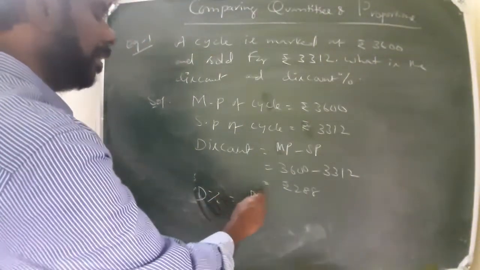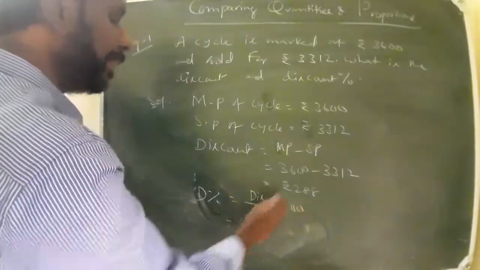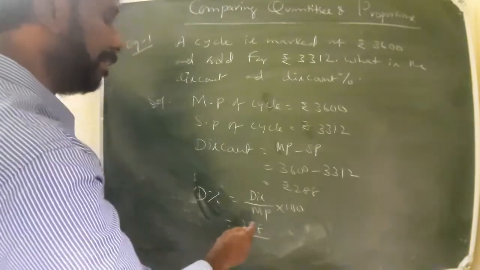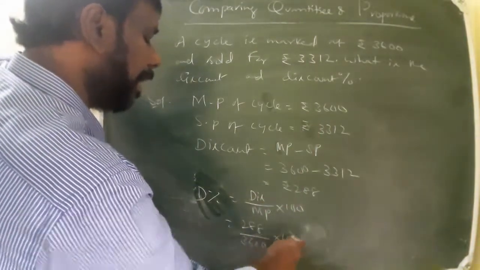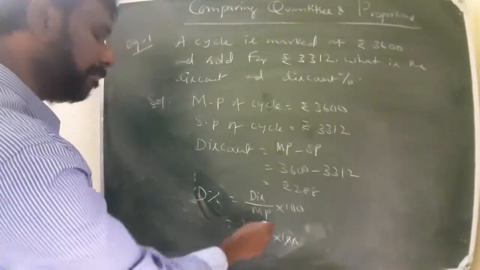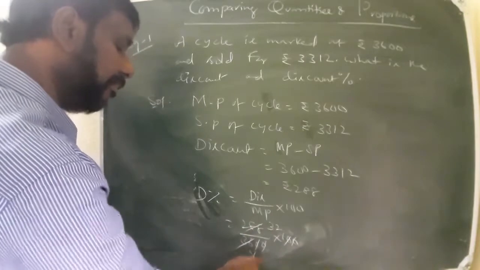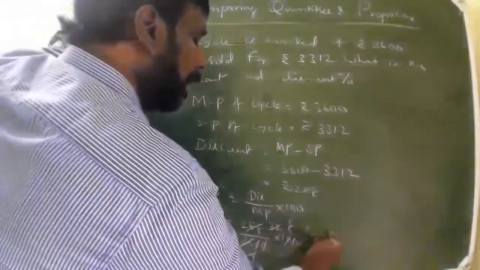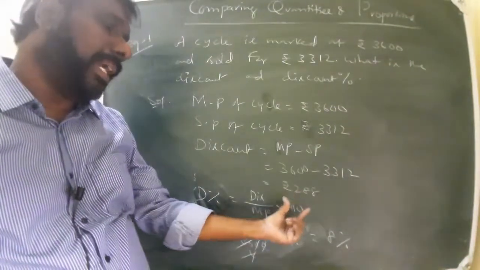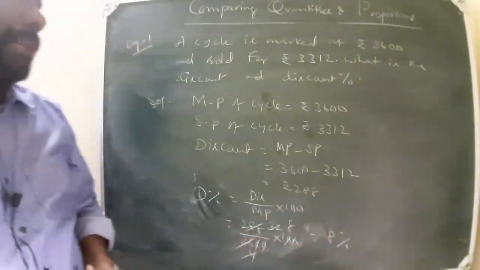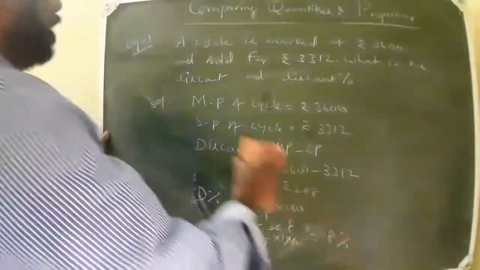Discount percent is discount by market price into 100. That is 288 by 3,600 into 100. Cancelling zeros, 9 times 8 is 72, so that is 8%. So the actual discount is rupees 288 and the discount percent is 8%. So like that you have to do this problem. And next we have to see the example.